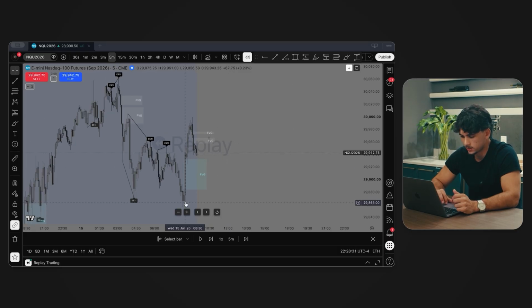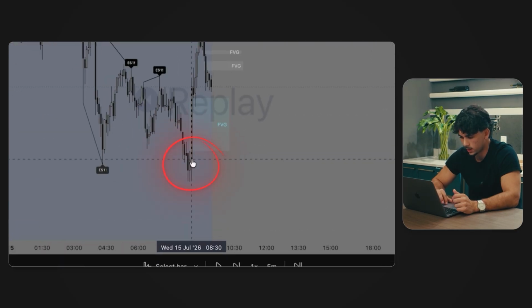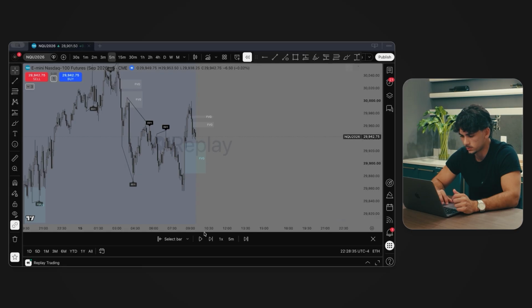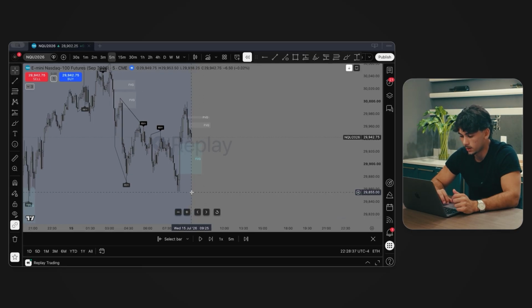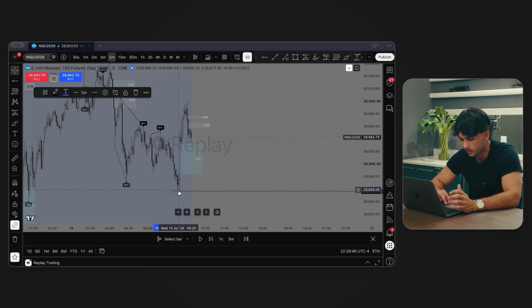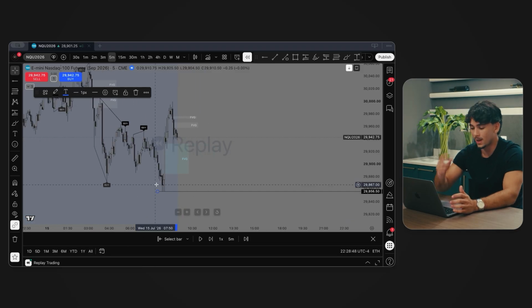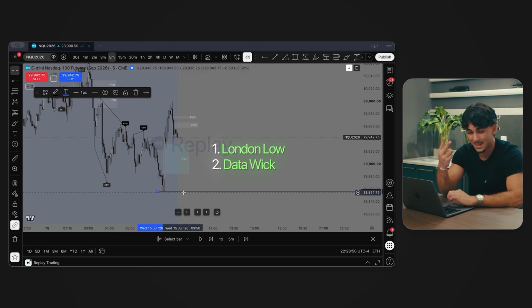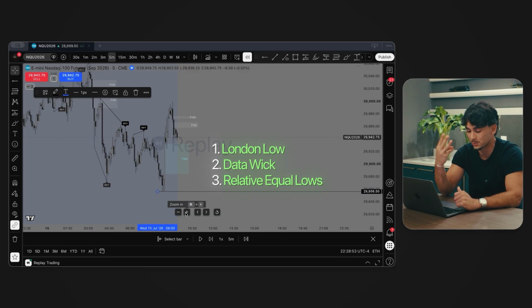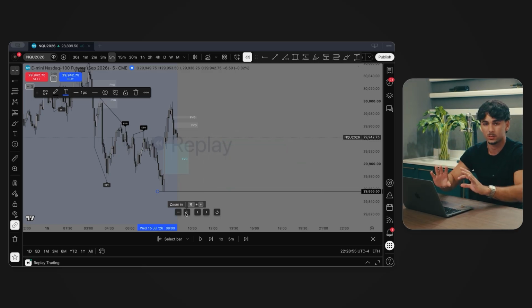What do I see here? I see that we had a data wick at 8:30. I think it might've been like PPR or something because it was on Wednesday. And then we also have relative equal lows here, 3 of them, and they also mark out with London low too, because the lowest point we got from 3 a.m. to 9:30. So we have one London low, we have a data wick, and we have relative equal lows, 3 of them. So that might be the best draw on liquidity I've ever seen.